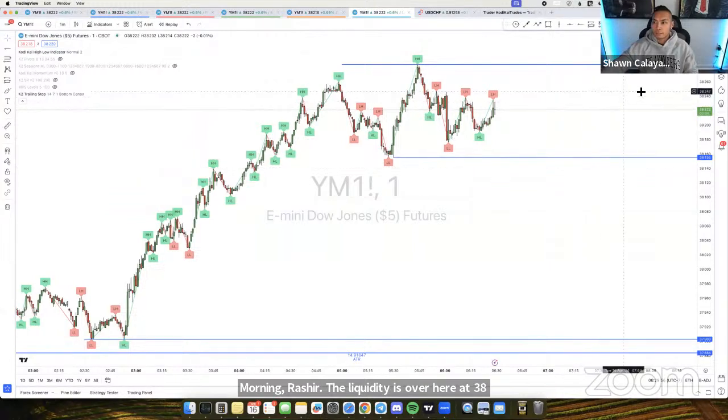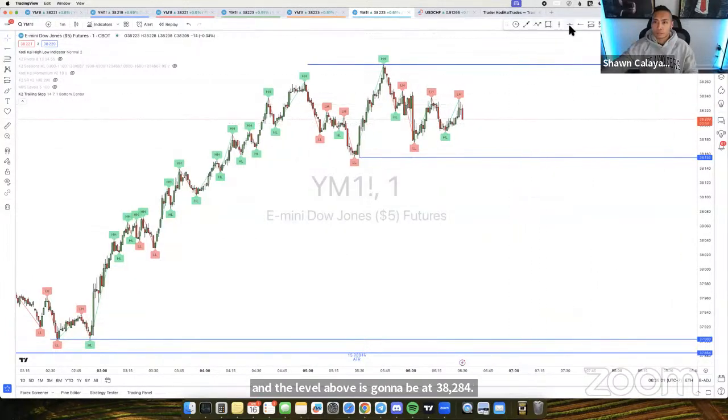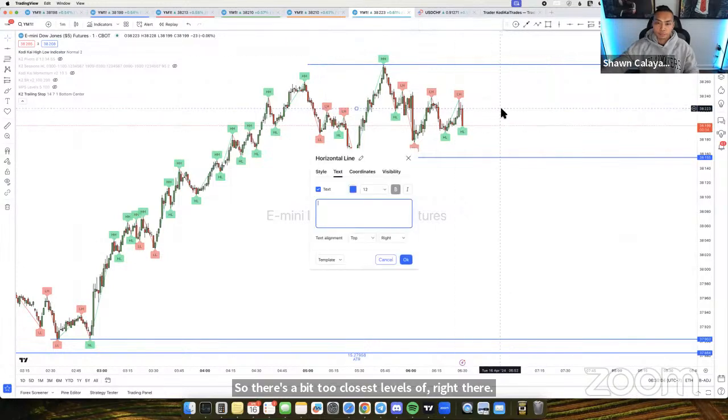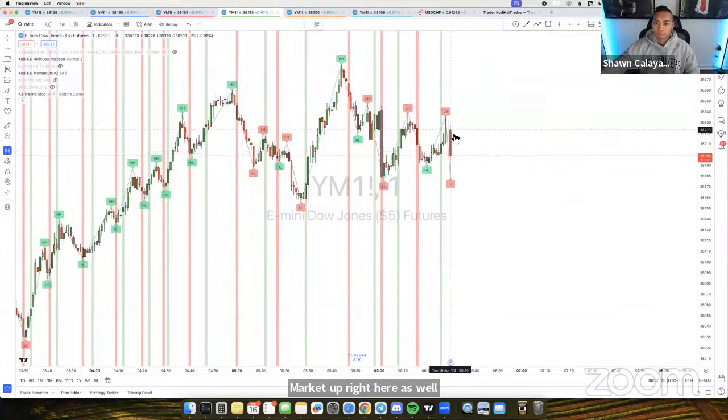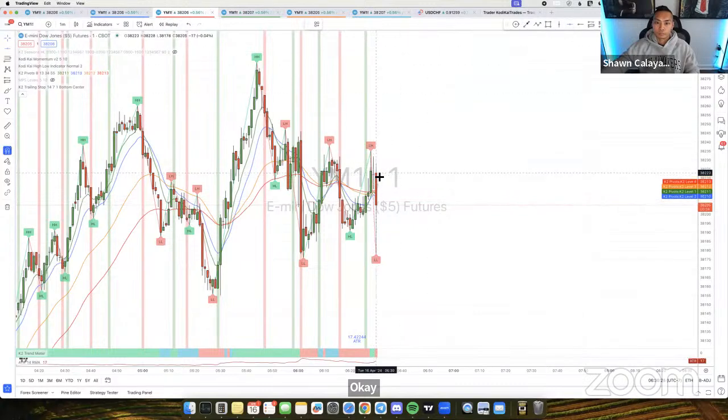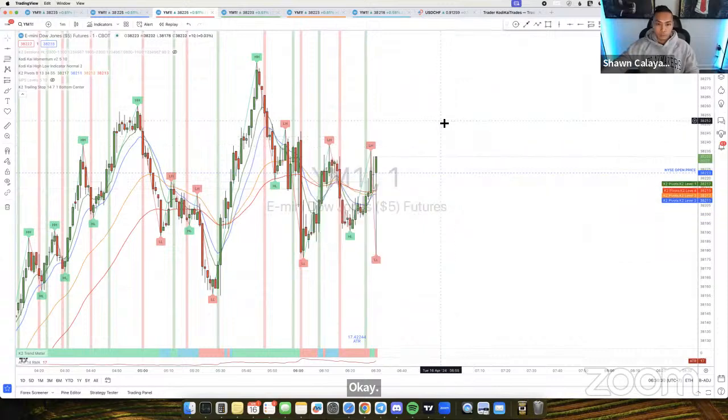The liquidity is over here at 38,155, and the level above is going to be at 38,284. So there's the two closest levels of liquidity right there. Market is now open. I'm going to mark this up as opening price. Got that down right there. Mark it up right here as well. All right, we got opening price marked up pretty much everywhere.